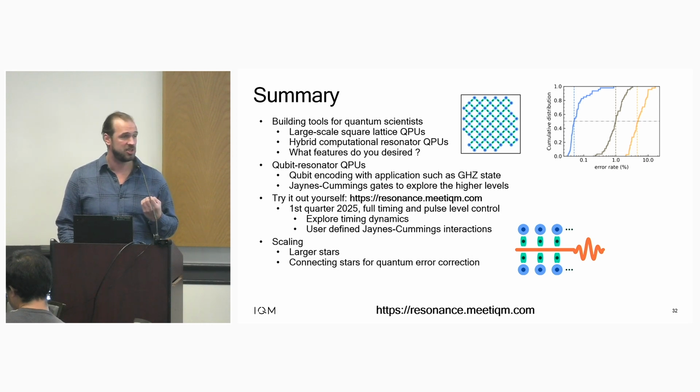Going forward, we are interested in scaling, and we're scaling two different ways. One way is coming with larger stars with more qubits attached, and the second way is we are thinking about how we are connecting stars to make a larger QPU capable of implementing different types of quantum error correcting codes.